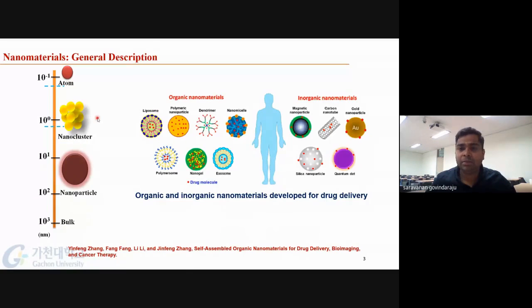The main nanomaterials are organic nanomaterials and inorganic nanomaterials. The organic nanomaterials are liposomes, polymeric nanoparticles, dendrimers, nanomicelles, polymersomes, nanogels, and exosomes. These are currently used for drug delivery applications. Inorganic nanomaterials are metal-based nanomaterials: magnetic nanomaterials, carbon nanotubes, fullerene and graphene oxide, quantum dots, gold nanoparticles, and silica nanoparticles. The inorganic nanomaterials are mainly used for drug delivery, bioimaging, and biosensing applications.